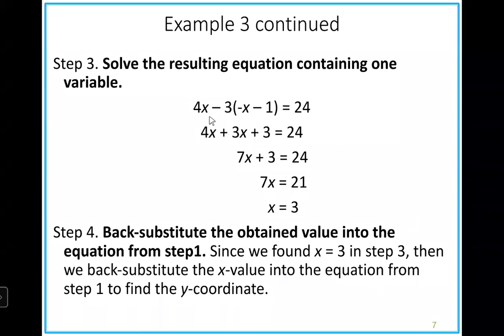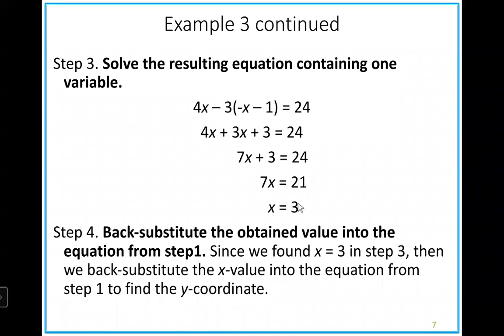Okay, 4x minus 3 times (-x minus 1) equals 24. -3 times -x gives me a positive 3x. -3 times -1 gives a positive 3. So now 4x plus 3x is 7x, plus 3 is 24. 7x is equal to 24 minus 3, which gives me 21. So x is equal to 3, because you divide 21 by 7, and that's how you get x equals 3.